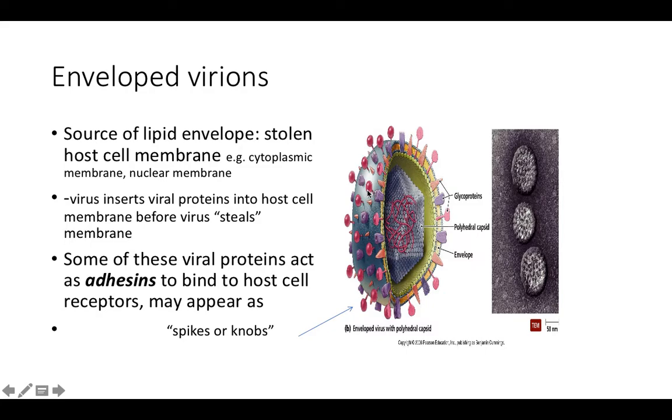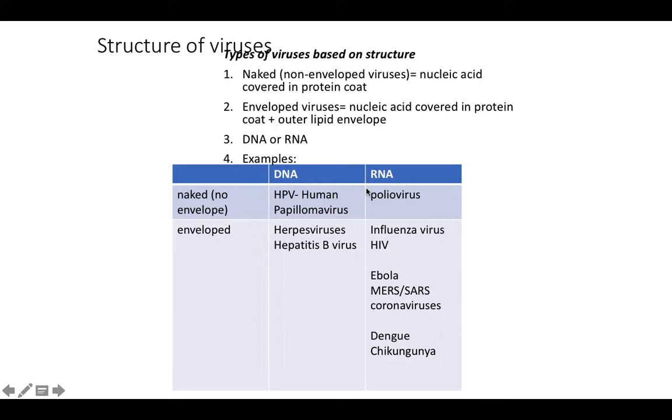So in general, we say that envelope viruses won't remain infectious in the environment as long as, say, a naked virus, because anything that damages, like even soap or alcohol or just drying up, might damage the envelope. Once the envelope's damaged, the adhesins can no longer function, and thus the virus is no longer infectious. And then, folks, we talked about how we can use the nucleic acid to help classify the viruses, and then we can use whether they're naked or envelope to classify the viruses.